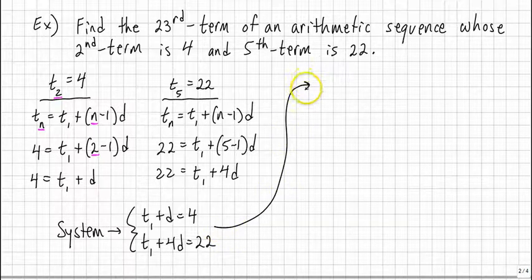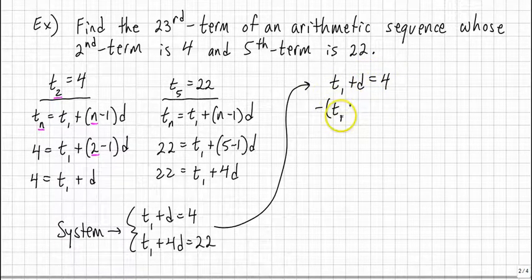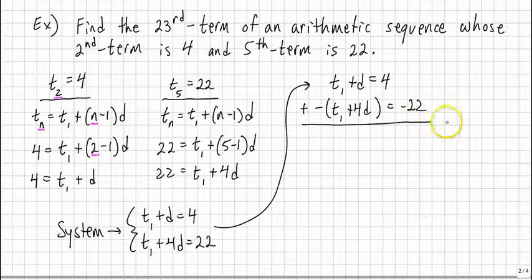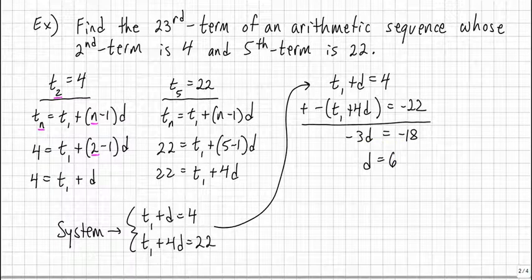So I'm going to take this system and I'm going to leave the first equation alone, but I'm going to multiply the second equation by -1. And then I'm going to add those together. So t sub 1 plus negative t sub 1 is 0. d plus negative 4d is negative 3d. And 4 plus negative 22 would be negative 18. So the common difference must have been 6. So now we know that the common difference of this arithmetic sequence is 6.